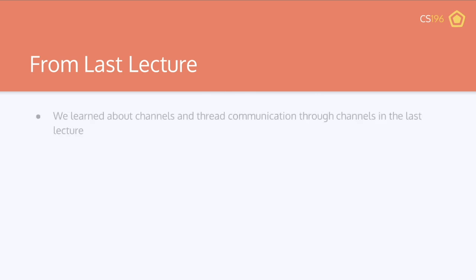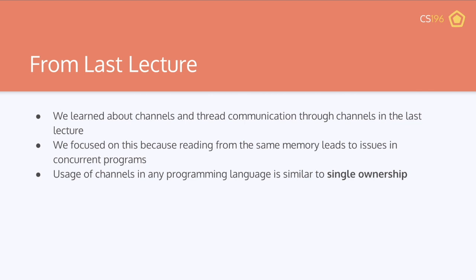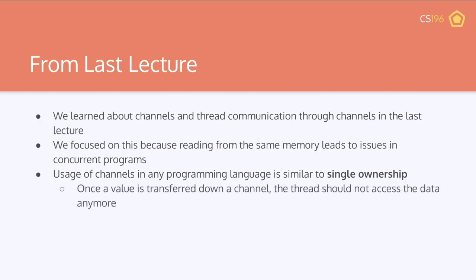All right, so from last lecture, we learned about channels and thread communication through channels. We focused on this because reading from the same memory leads to issues in concurrent programs, and we saw that with Sammy's example of the person trying to read from the ATM and ending up with more money than they should have because of how the threads communicated. And the use of channels in any programming language is similar to the idea of single ownership. So we know how ownership works in Rust, where each variable typically only has a single owner. Once a value is transferred down a channel, the thread should not access data anymore because it's passed off ownership to the new thread. By doing this, we prevent the errors that occur in concurrent programs where two threads access the same data and modify it at the same time.